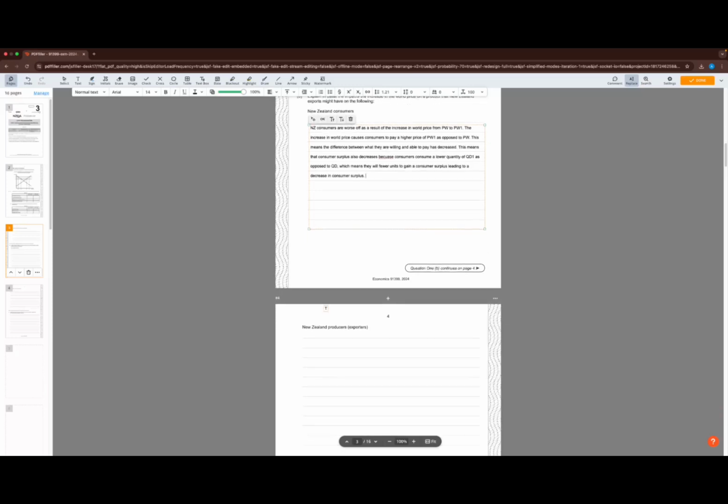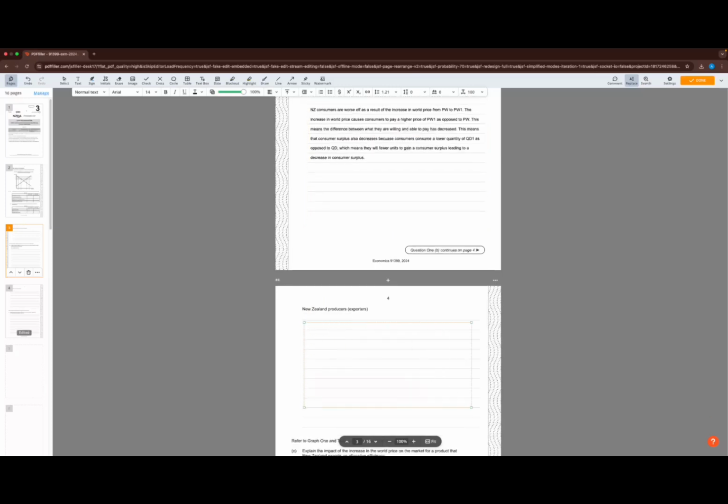Okay, so coming on to producer surplus here, guys. Our producers are going to be better off. The producer surplus is going to increase, because the difference between the price that they're willing to accept and the price that they're actually receiving is becoming much larger. And now they're also selling a greater quantity, which overall means they're going to gain more units to gain a surplus. So just great news for the producers.